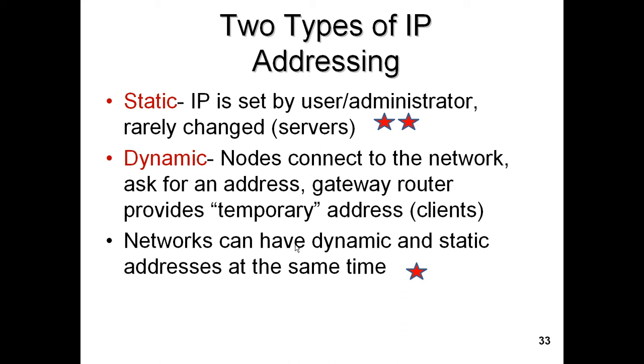Dynamic IP addresses are issued by a DHCP server. You turn on your computer, it asks, hey, somebody give me an address. And the DHCP server gives the computer, the PC, an address. Networks will have, if they are hooked up to the internet and have a router, dynamic and static addresses at the same time. We can have dynamic and static on the same network at the same time.